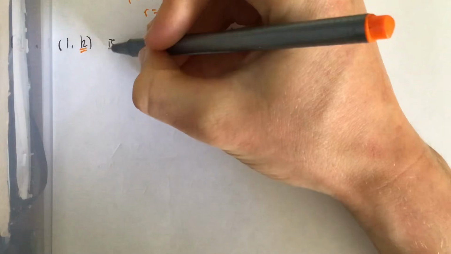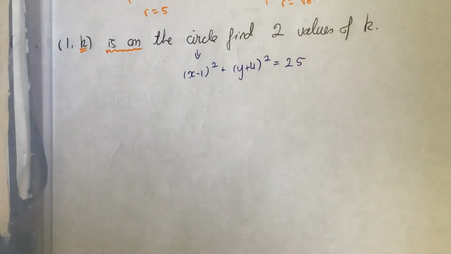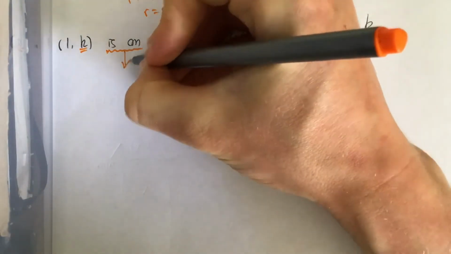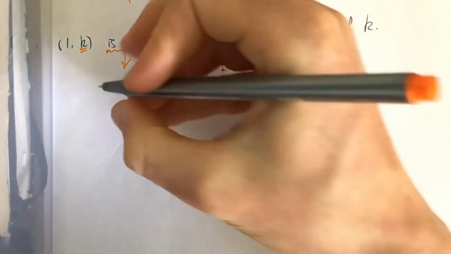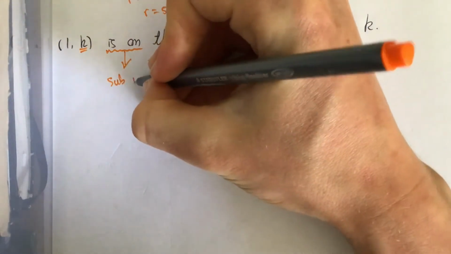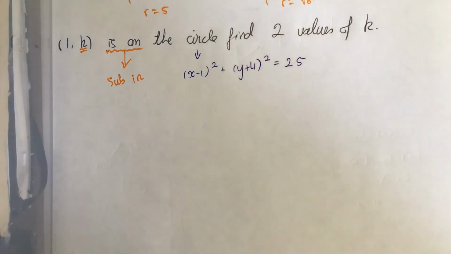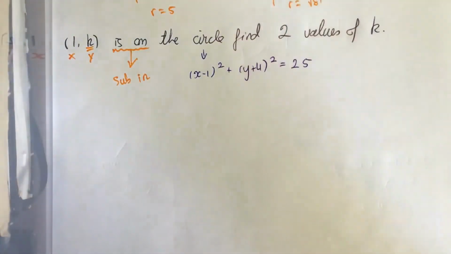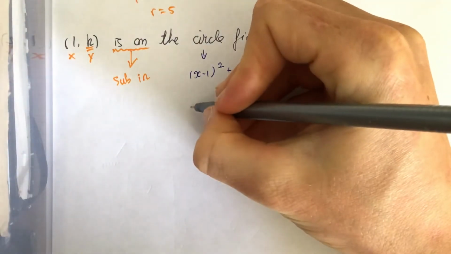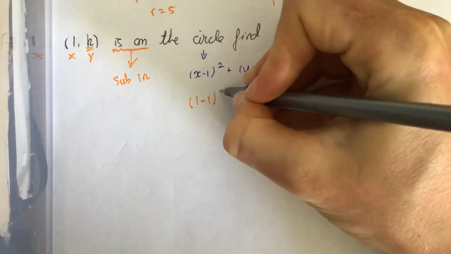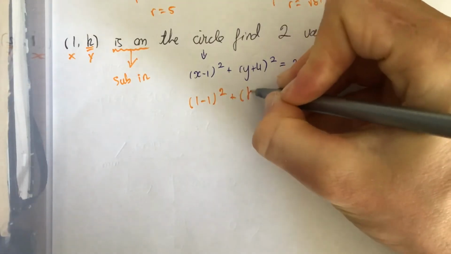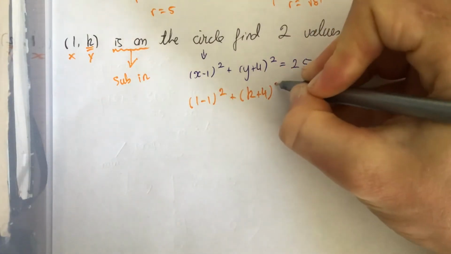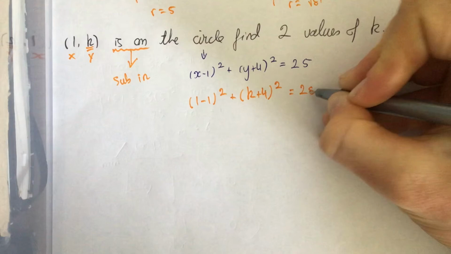The good bit about the question is that it is on the circle. So whenever you see this, if it says on a circle or on a line, all you need to do is sub in. So if you have (1, k) is on the circle, find two values, and this being the circle, we just sub it in, with 1 being x and k being y. So we would say it's (1 minus 1) squared plus (y, which is k, plus 4) squared equals 25.